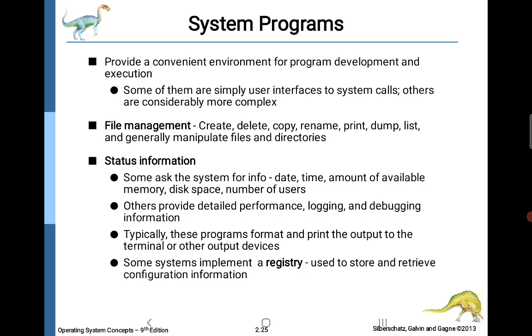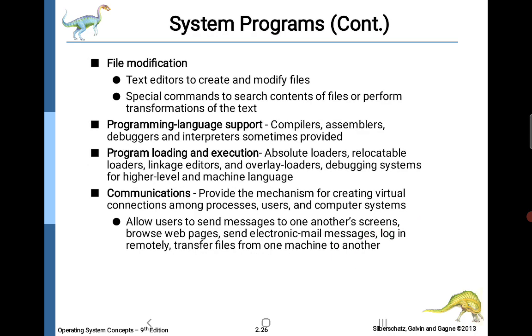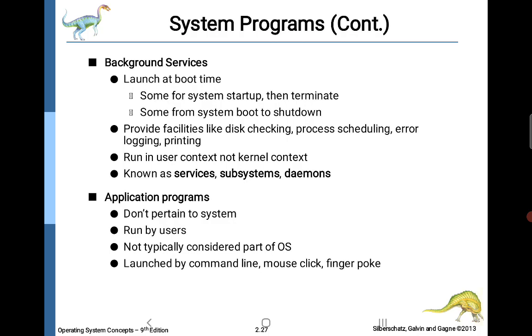What do we need system programs for? The system programs are there to provide a convenient environment for program development and execution, for file management, for status information, for file modification, for programming language support, linkers, loaders, interpreters, compilers, for program loading and execution, and for communication between various processes that are running on the computer system, and to support background services, as we have said, and to support application programs as well.